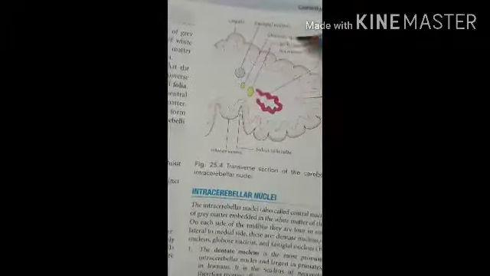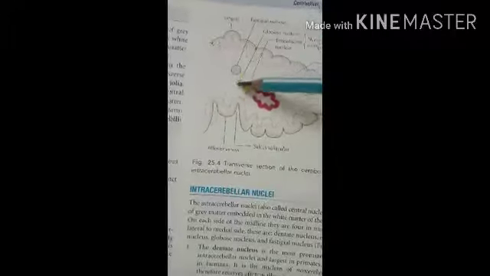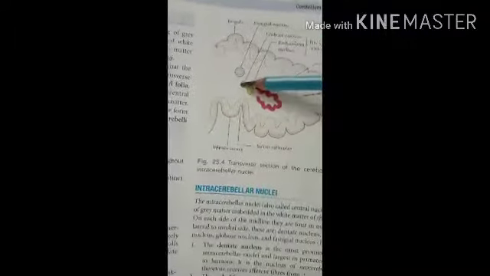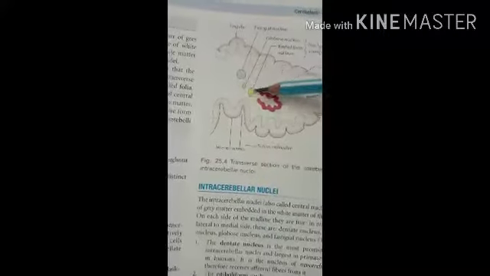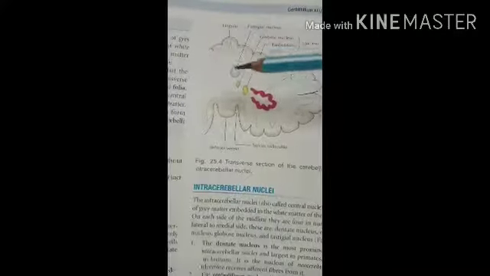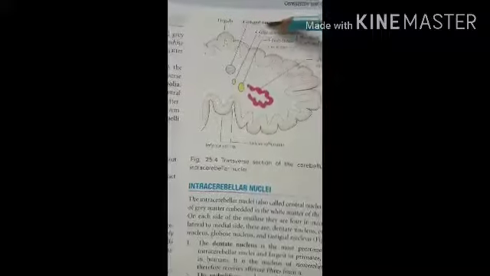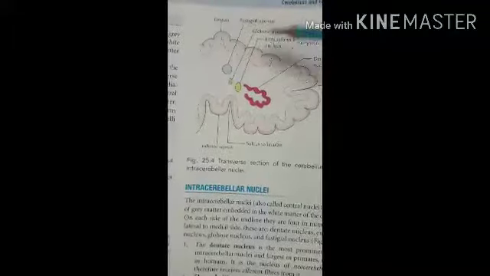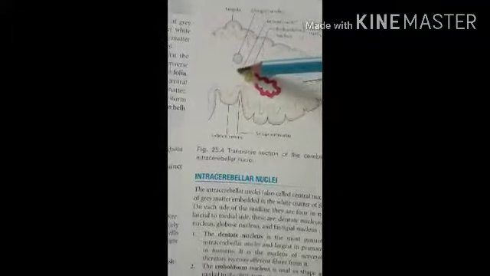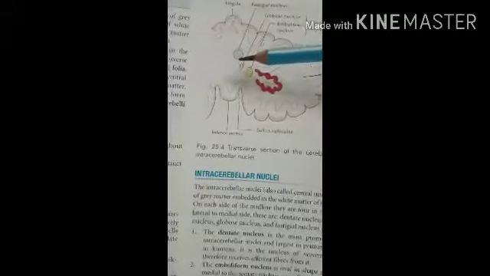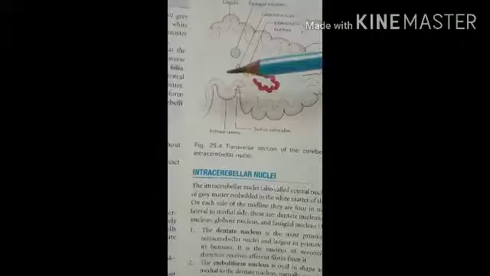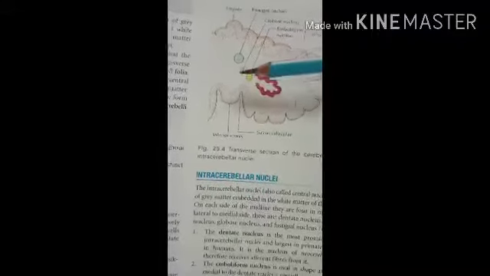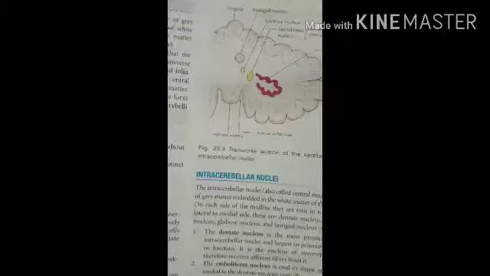Then the third one, that is the globose nucleus. It is rounded in shape and lies between the emboliform and the fastigial nuclei. So here you can see the fastigial nucleus and this is the emboliform nucleus. Between them, a small nucleus is present. The globose and the emboliform nuclei together are sometimes referred to as the nucleus interpositus.